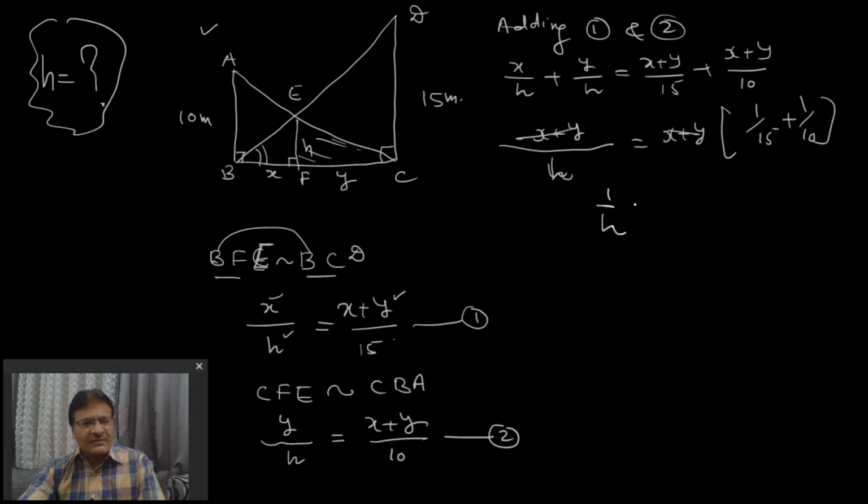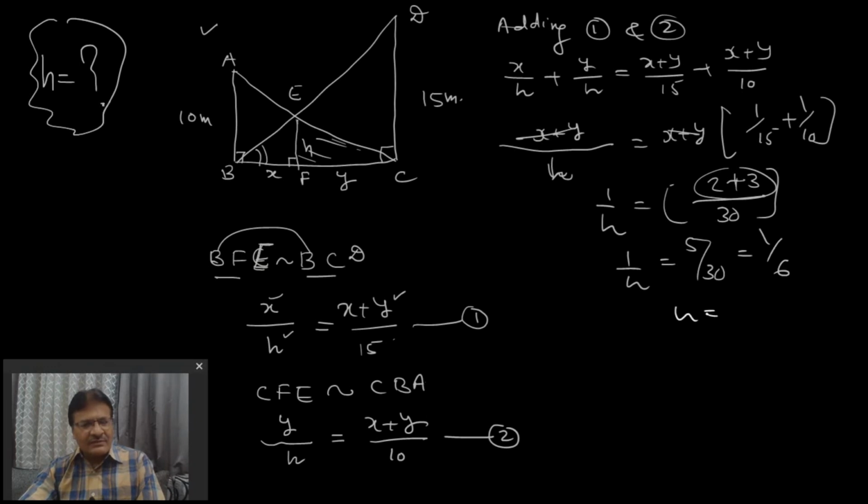So 1 upon h equals, what is the LCM here? 30. So 15 2s are 30, 10 3s are 30. So basically 2 plus 3, 5. 5 by 30. So 1 upon h equals 5 by 30, that is 1 by 6. Yes, no? So h equals 6 is my answer.